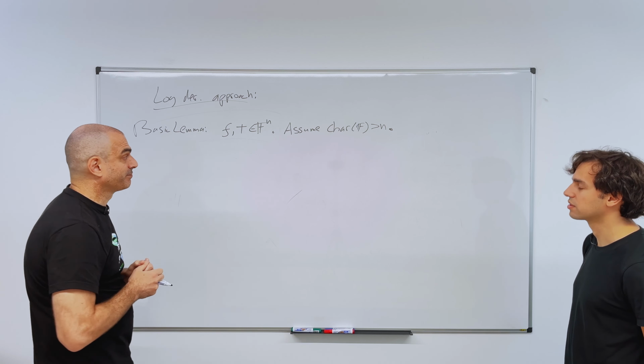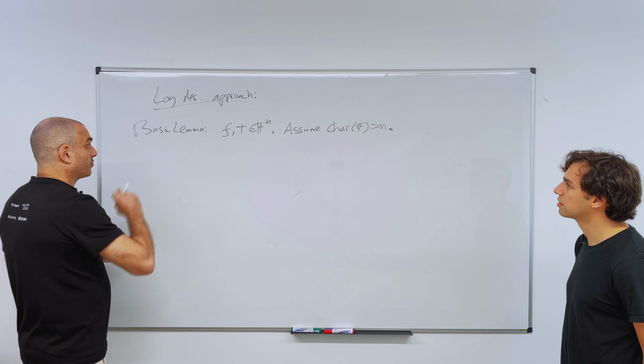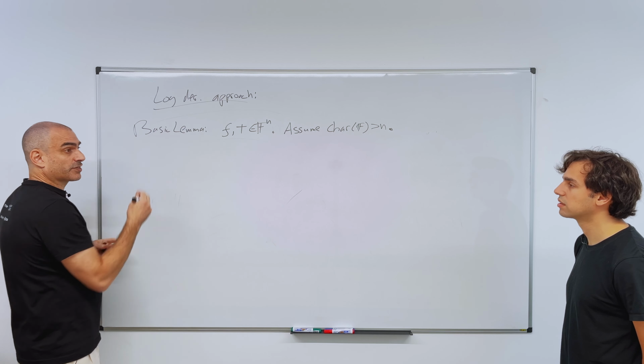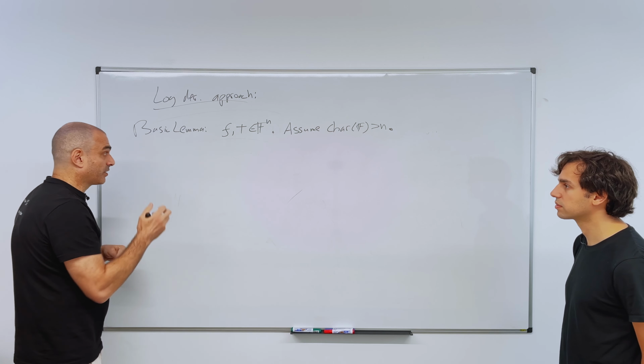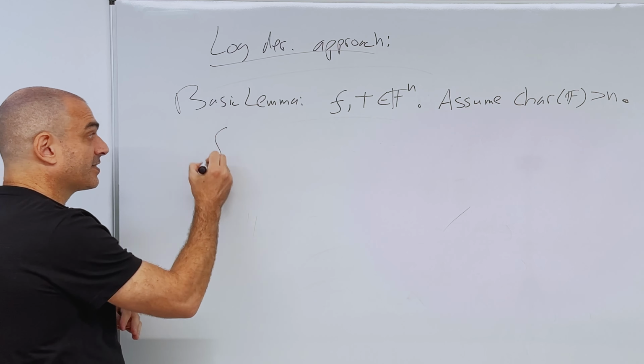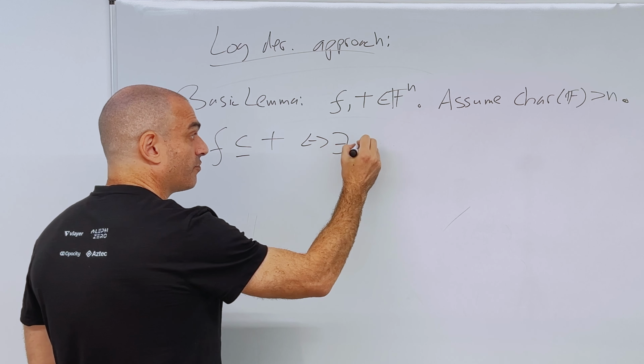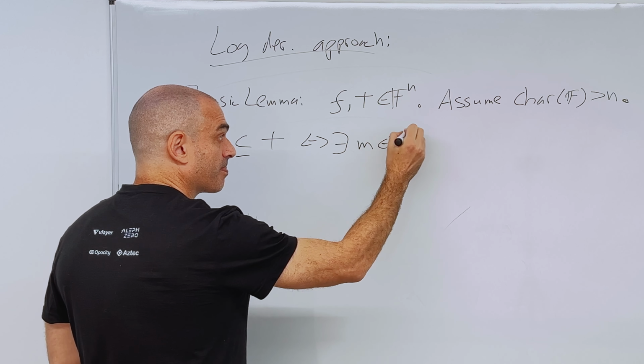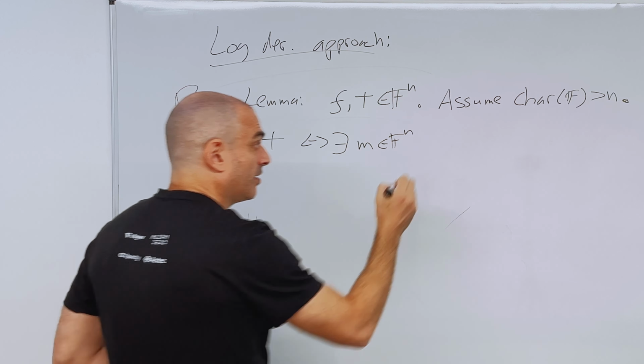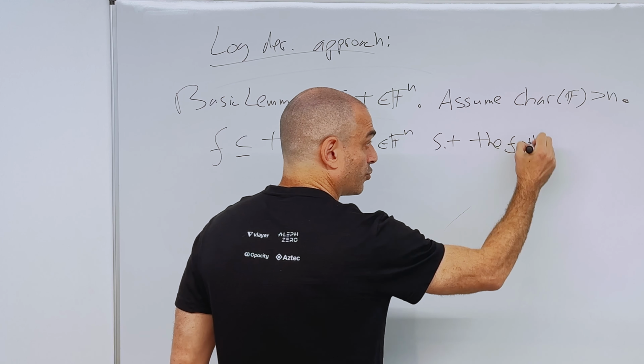I see. Okay. So the lemma gives us a lookup criterion. It says that f is contained in t if and only if there exists a vector m of size n such that we have the following equality of rational functions.